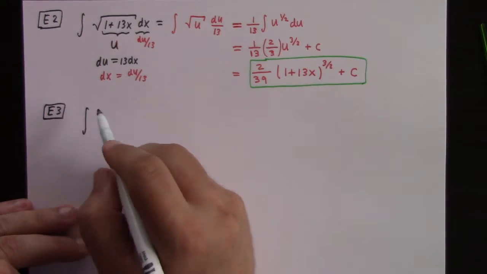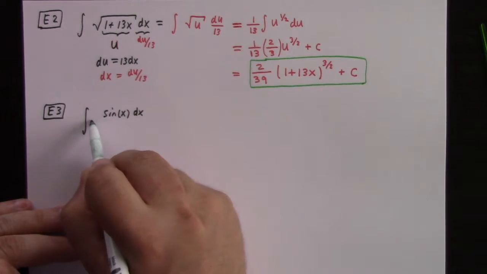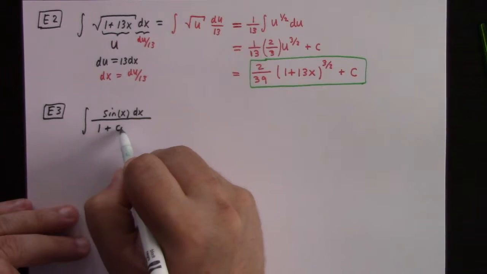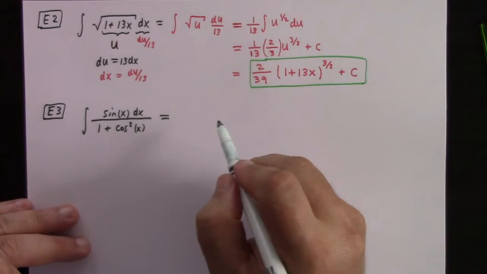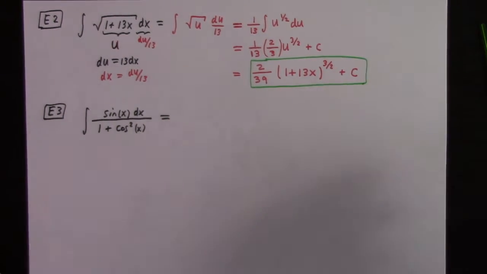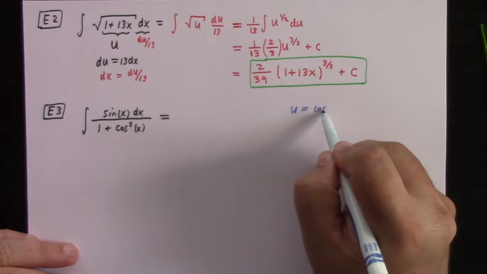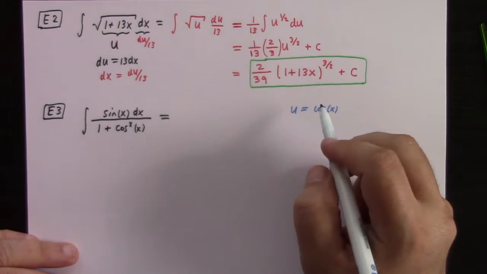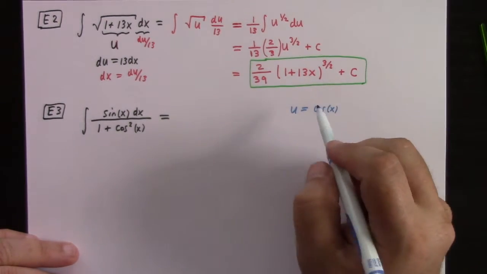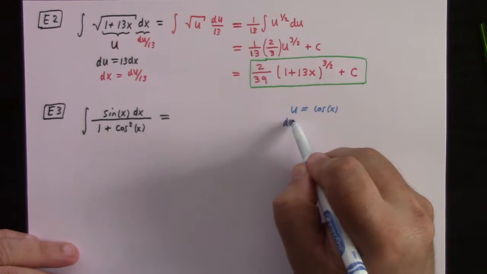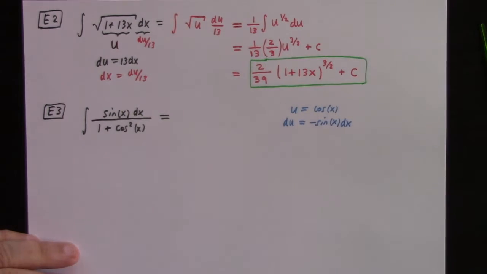Another example. Let's see here, sine of x dx over 1 plus cosine squared x. What we're going to do is let u equal cosine x. If I do that, then this is like 1 over 1 plus u squared, but I know that's an inverse tangent integral, right? So du is minus sine x dx.